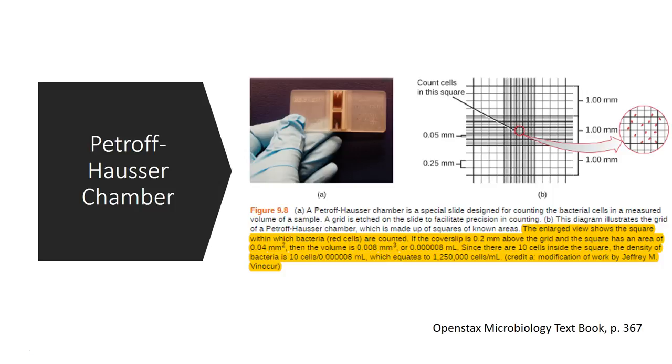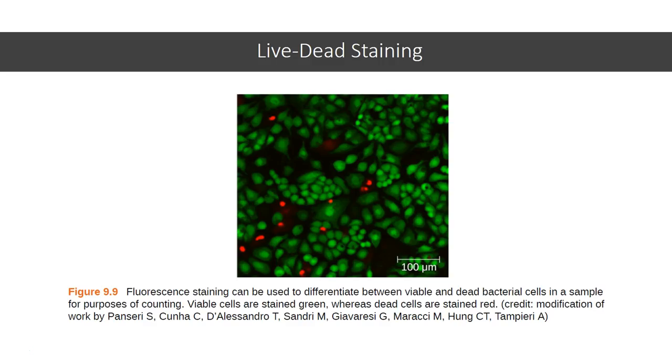Now, there are times that we would only want to know the number of dead cells or the number of live cells. So in this case, a differential staining technique called viability staining, or live/dead staining, can be used alongside a fluorescent microscope. And that's shown here in this slide.